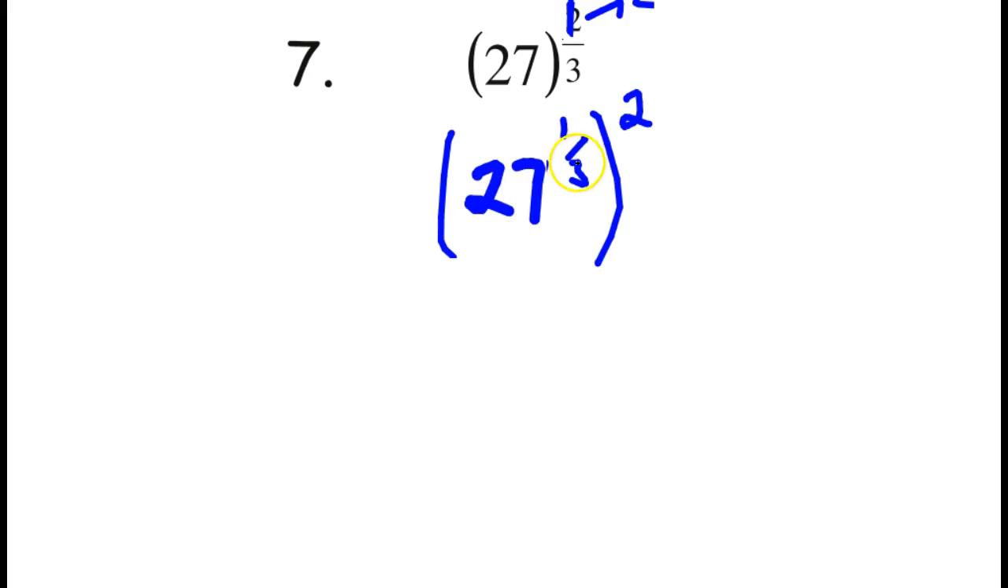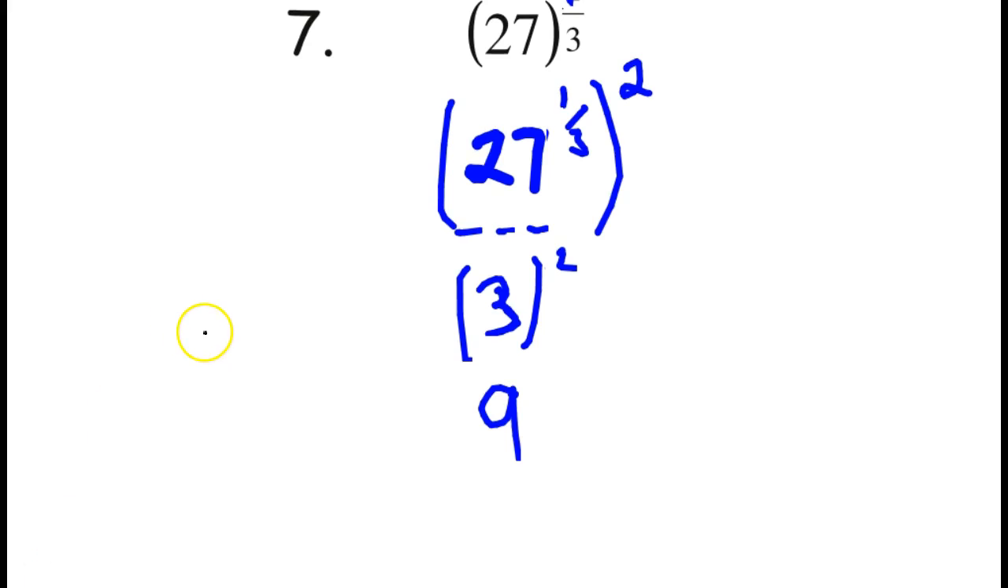Okay, so 27 to the 1/3 power. So what times itself 3 times equals 27? We did that earlier. You get 3. So 3 times 3 times 3 is 27. And now we raise that to the second power, so you get 9.